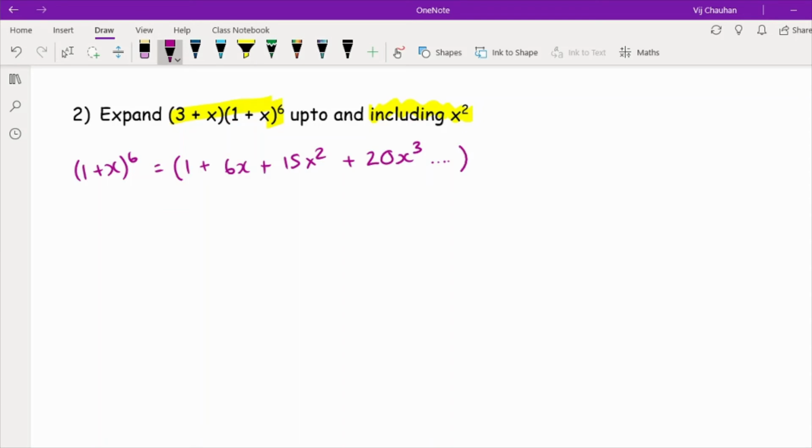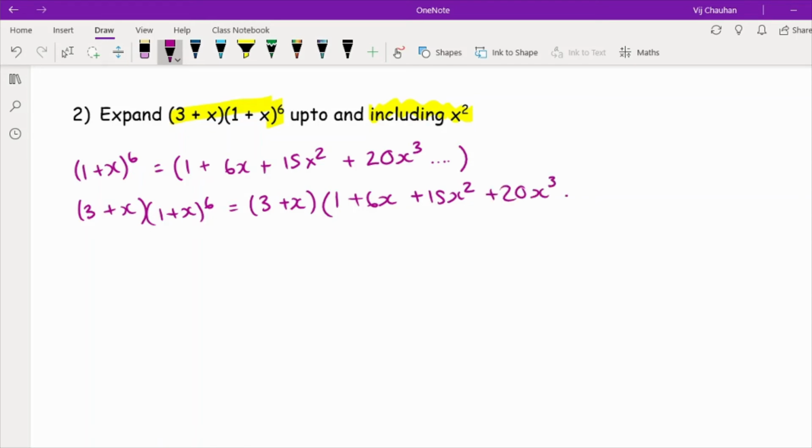So going back to the original question, 3 plus x times 1 plus x to the power of 6 is going to be equal to 3 plus x multiplied by 1 plus 6x plus 15x squared plus 20x cubed. As I've said, there isn't really need for me to go up to 20x cubed. The highest power of x I need in the binomial expansion commonly is going to be x squared. However, that might not always be the case, so it's always worth going a little bit extra.